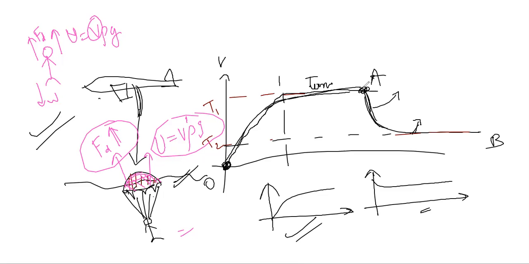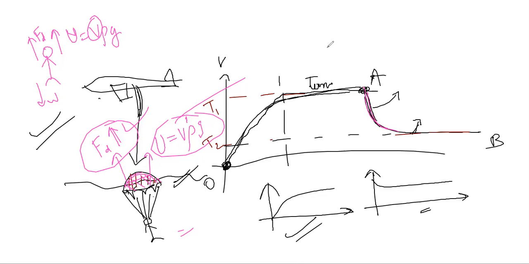So suddenly, when you open the parachute, your velocity will decrease to a large extent. Why? Because both the upward forces have increased by a good amount. You got my point? Yes, I understand. Okay, so this is the case of terminal velocity and drag.